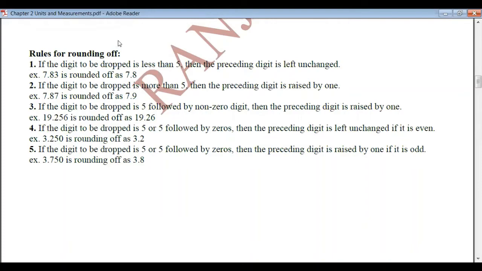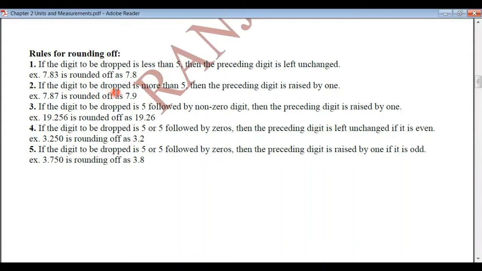The first one is, if the digit to be dropped is less than 5, then the preceding digit will remain unchanged. Okay, for example, 7.83. We have to express this result only in two significant figures. So it means we have to drop out the last digit, which is less than 5. So the preceding digit, that is the digit just before it, will remain unchanged. So the answer in proper significant figures, that is in two significant figures, will be 7.8.